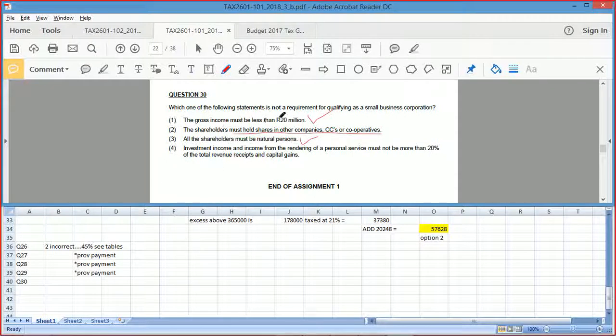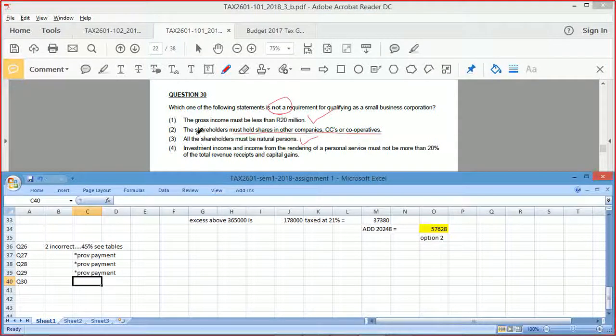So which is it? Which one of the following statements is not a requirement? The rest are requirements. Number 2 is not. The shareholders must hold shares. That's false. I'm just reading it, getting myself confused, but it's right. The shareholders must not hold shares in other companies.